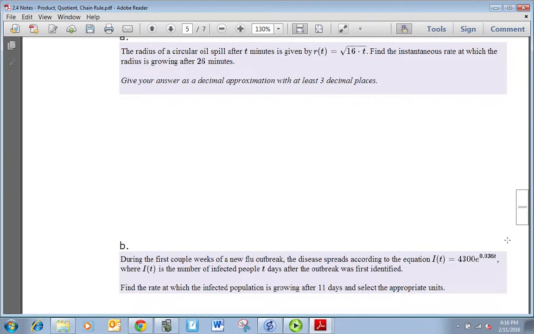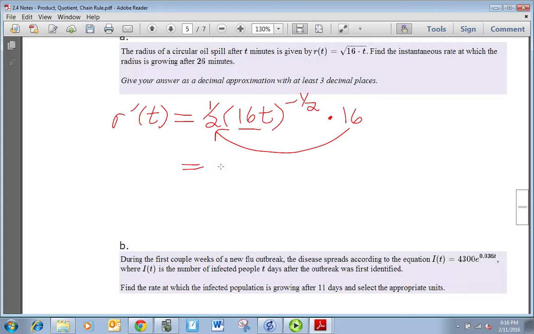Alright, some applications of this. The radius of a circular oil spill after t minutes is given by r of t equals the square root of 16t. Find the instantaneous rate at which the radius is growing after 26 minutes. So what we need is r prime of t. Since the square root is the same as the 1/2 power, I'm going to get 1/2 times 16t to the negative 1/2 power, times the derivative of the inside, which is 16. 16 times 1/2 is 8, so we get 8 times 16t to the negative 1/2.